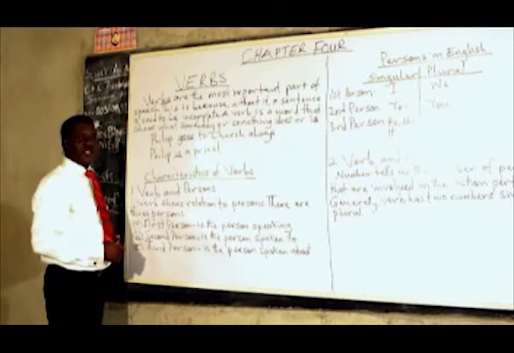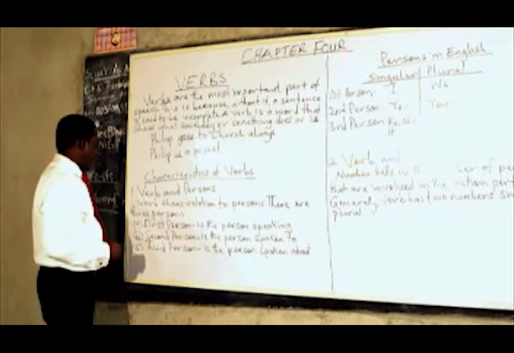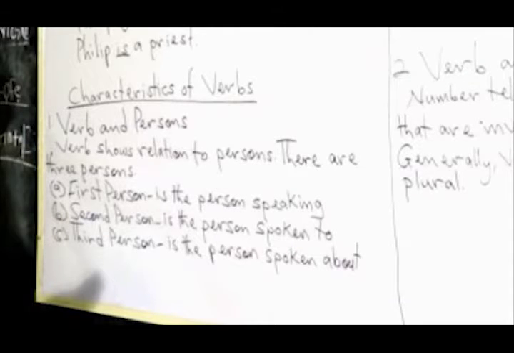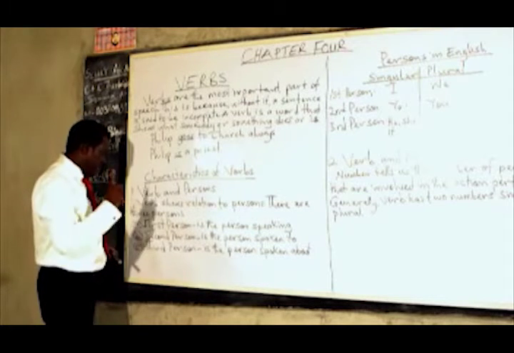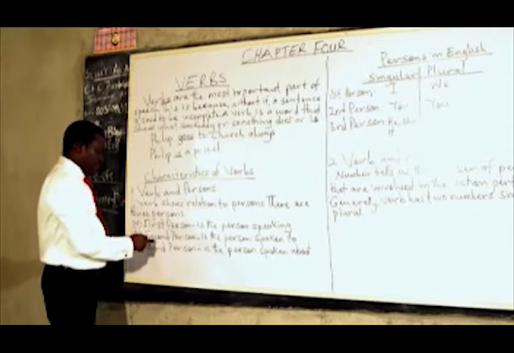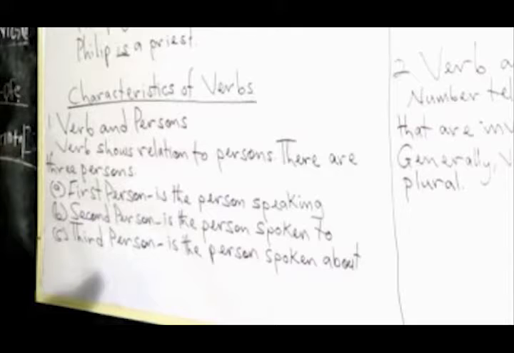We come to the characteristics of verbs. Number one, verb and persons. Verb shows relation to persons. There are three persons. The first one is first person. First person is the person speaking. The person that is speaking is first person. Second person is the person spoken to, while third person is the person spoken about.